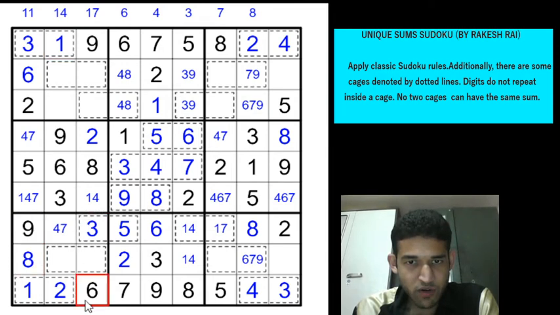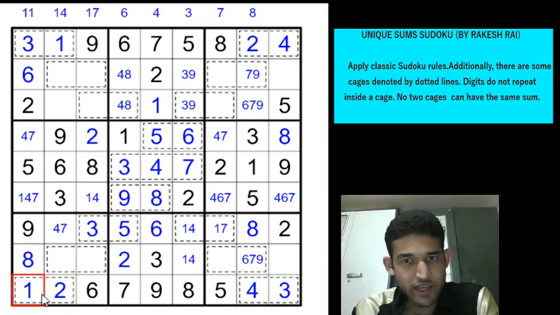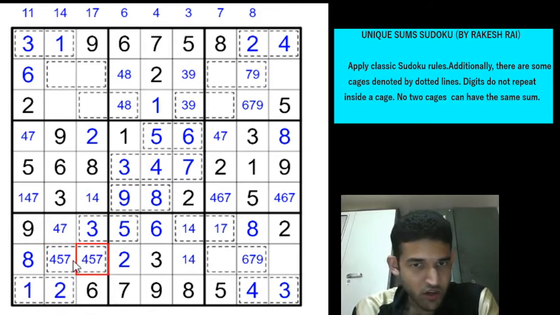And 3, 8, 9, 1, 2, 6 are in that box. 4, 5 and 7 are yet to be placed. We'll pencil mark them. 5 is in one of these two cages. Now 5 will go with the 4 or 5 will go with the 7. So that will give a total of 9 or 12. Yeah, both are possible, which doesn't give anything much.